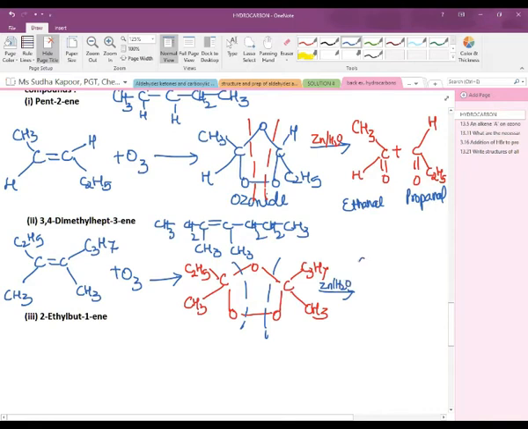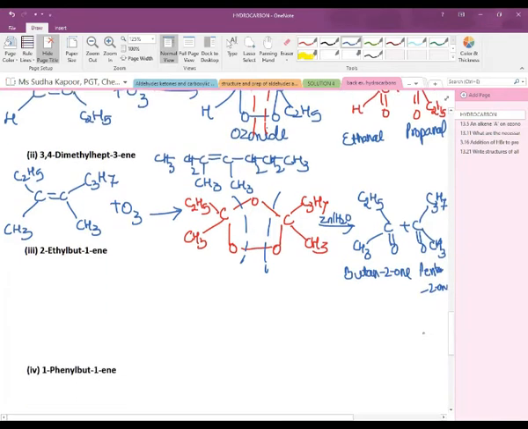As soon as it is broken down, the two products are obtained. Then it is CH3 C double bond O, and the other product is going to be C3H7, and on the other side it is having CH3. So the two products obtained in the first case: the first one is butan-2-one, and the other product has a total of 5 carbons. It is pentan-2-one. So both the ketones are obtained here.